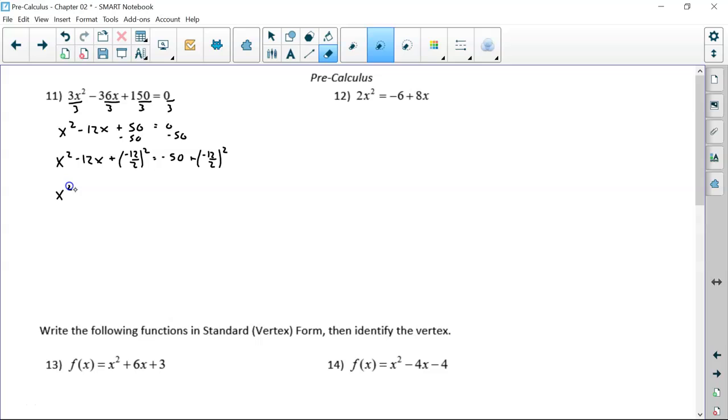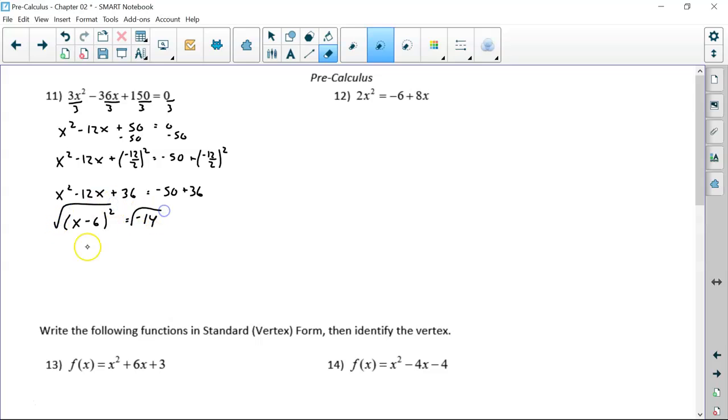So you get x squared minus 12x. And now negative 12 divided by 2 is negative 6. Squared is plus 36. All right, so on the left-hand side we can factor. It's going to be (x minus 6) squared equals negative 14.